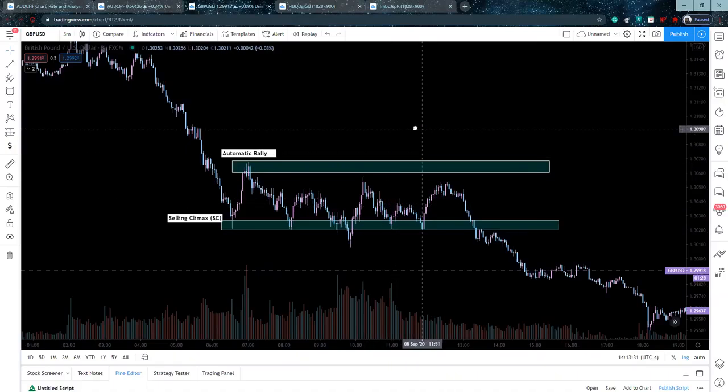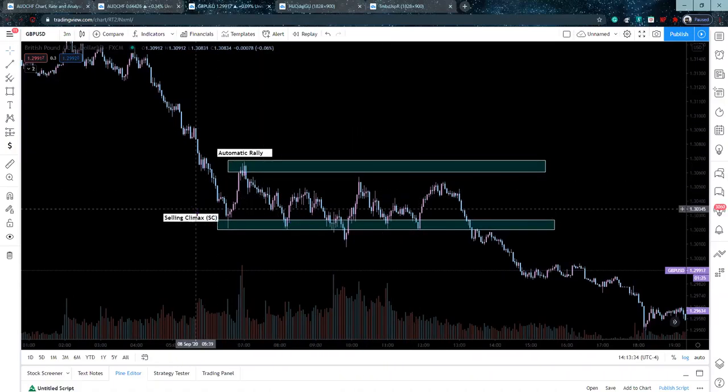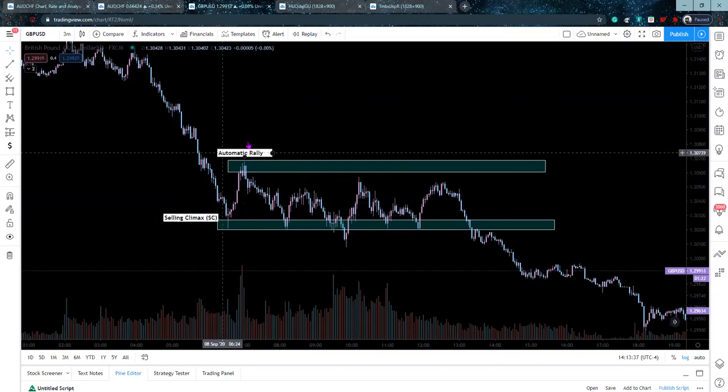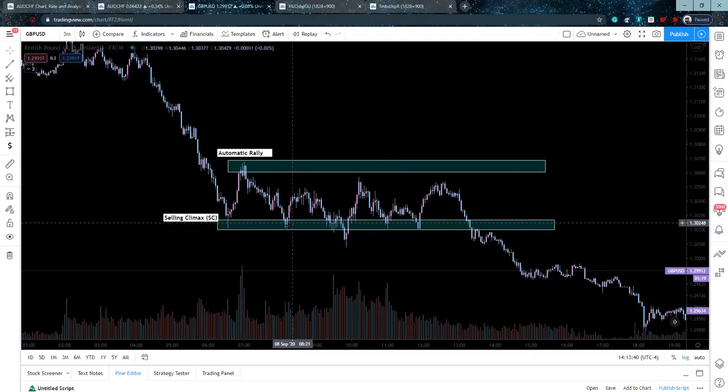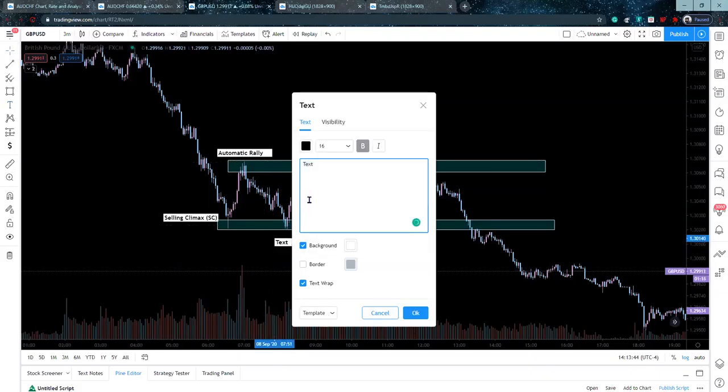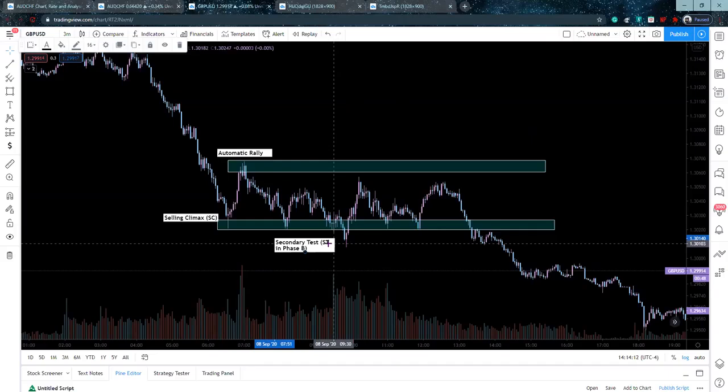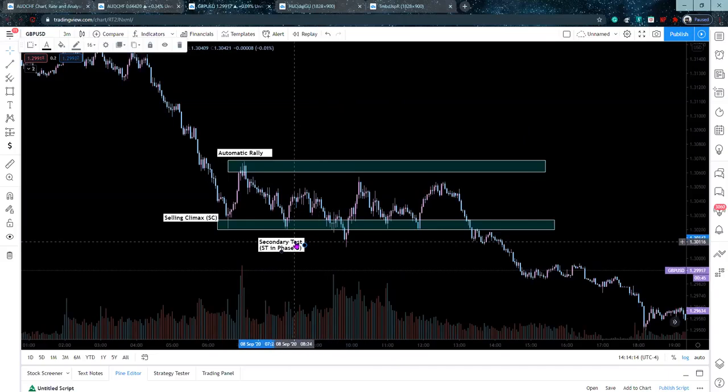Now, the first one that is very obvious, first off, okay, let me backtrack a second. Selling climax into automatic rally, right? Automatic rally goes into what? Does anybody know this? No idea. No? So the automatic rally leads into the secondary test, or ST, in phase B, right? So the secondary test starts phase B? Yes, the secondary test usually starts phase B.